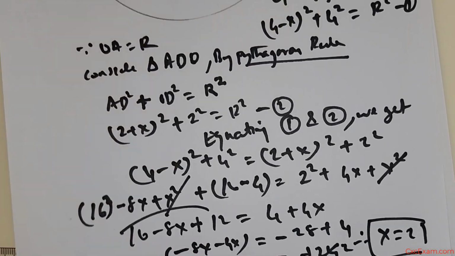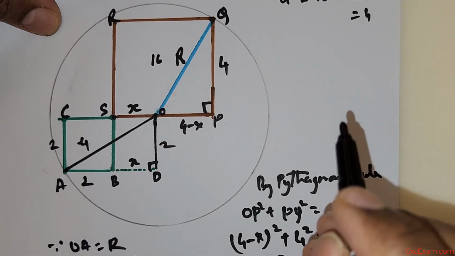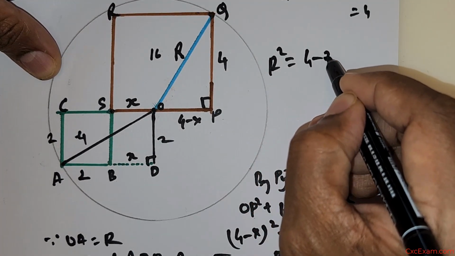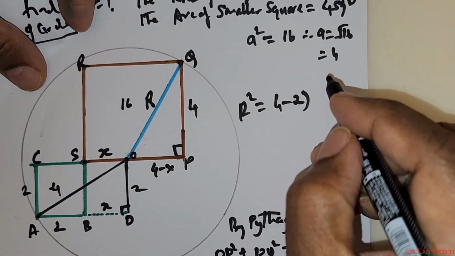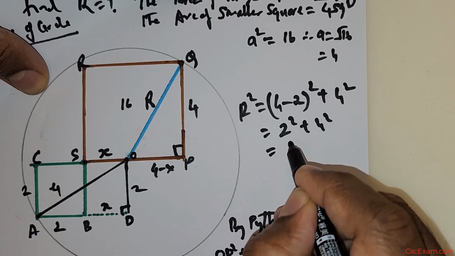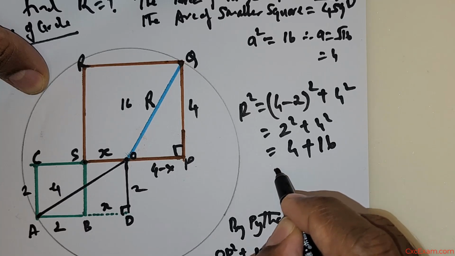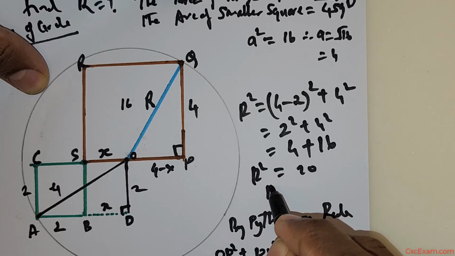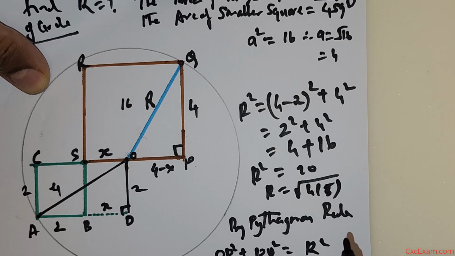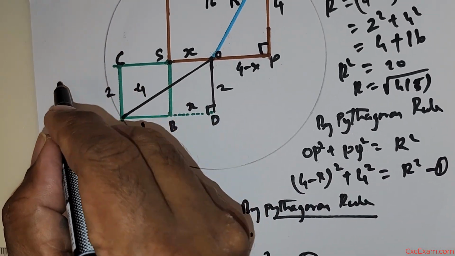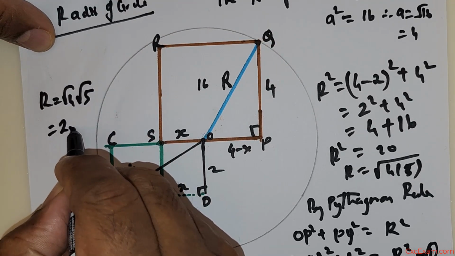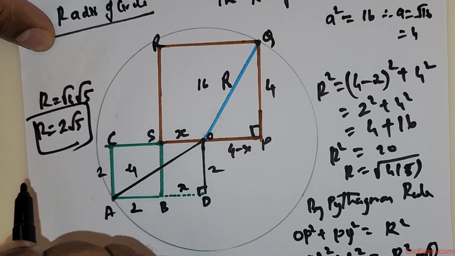That's a good value. If x is equal to 2 units, find the radius R. So R squared is equal to (4 minus 2) the whole squared plus 4 squared. So this is 2 squared plus 4 squared. 2 squared is 4. 4 squared is 16. This is 20. So R squared is equal to 20. R is equal to root of 20. That's 4 times 5, is it not? So R is equal to root of 4 times root of 5. There's going to be 2 times root 5. So this is the radius.